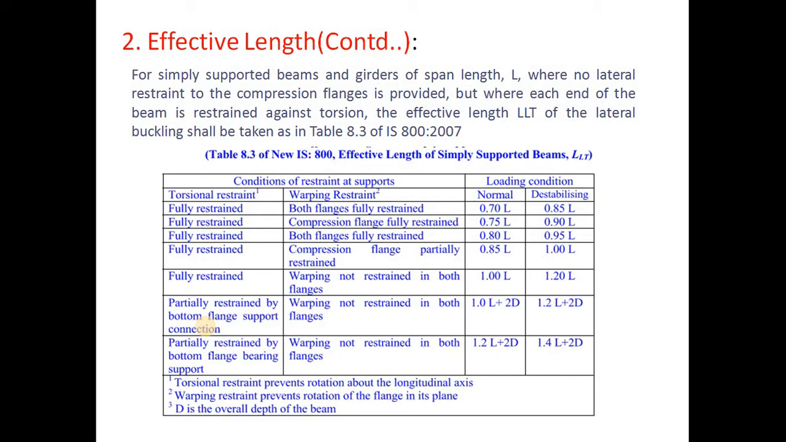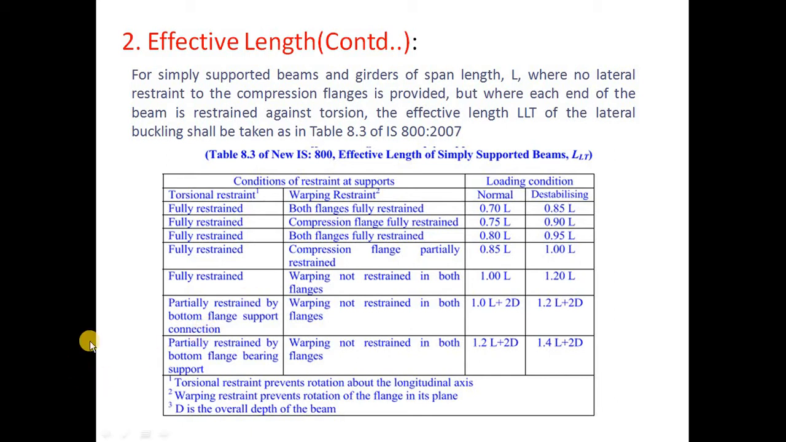For simply supported beams and girders of span L, where no lateral restraint to the compression flange is provided, but where each end of the beam is restrained against rotation. Means if it is a simply supported beam, each end of that beam will be restrained against the rotation, unlike in case of cantilever beams, where the free end of the cantilever beam is not restrained against the rotation. In such cases where the ends of the beam are restrained against the rotation, the effective length of the lateral buckling shall be taken from this table, which is from IS 800 2007.